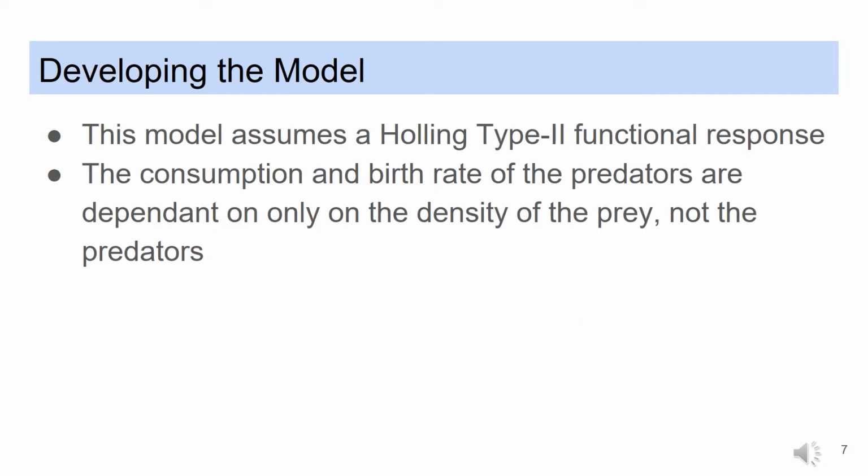Now that we have been over the basis of this model, we can start to look at how it was developed. The two main assumptions made are that this model assumes a Holling Type 2 functional response and that the consumption and birth rate of the predators are dependent only upon the density of the prey and not the density of the predators. It is also assumed that other krill-eating species do not affect this population for simplicity of the model.